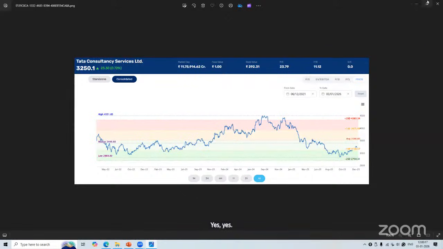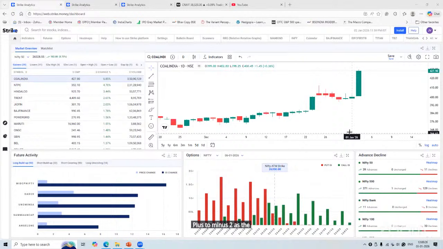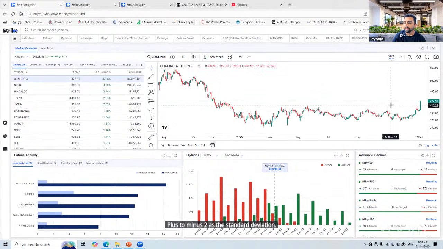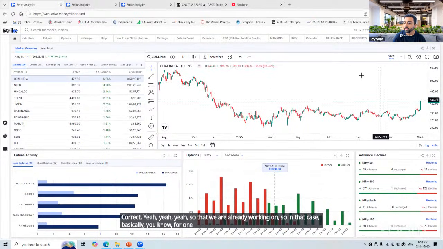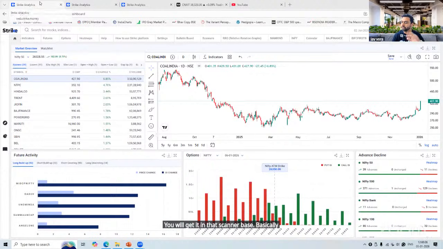So for price also, they are able to show this plus or minus 2 at the standard deviation. Correct. Yeah, that we are already working on. So in that case, basically, for 1 year, 3 year, 5 year, you will all get it in that scanner. Basically, it will just be a filter type of thing.